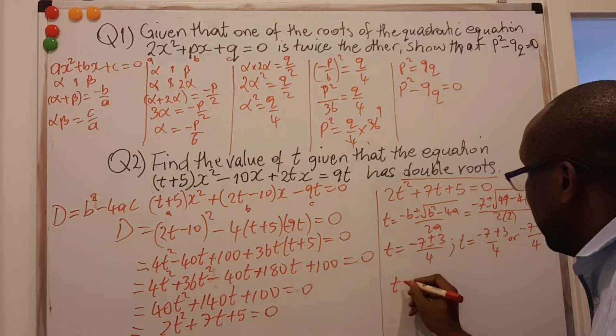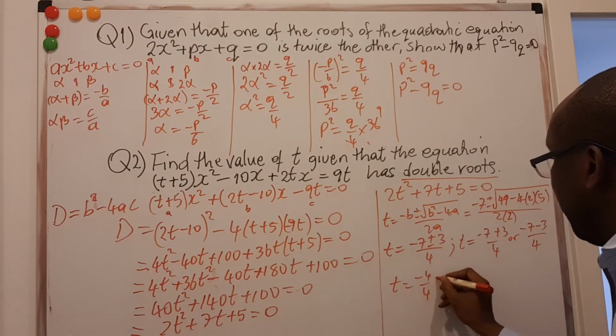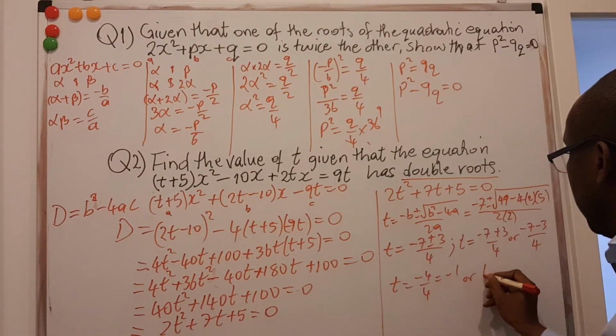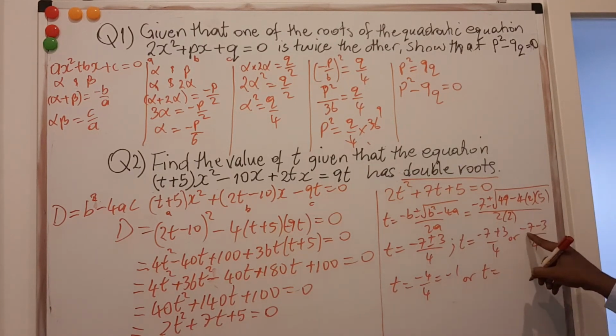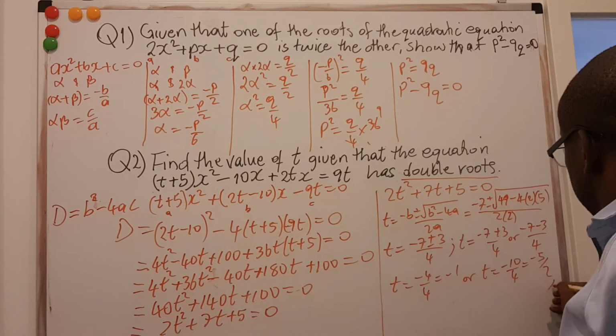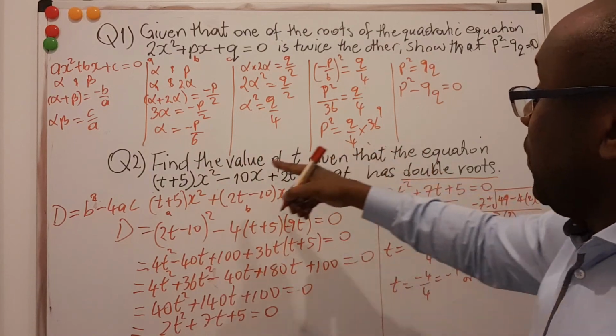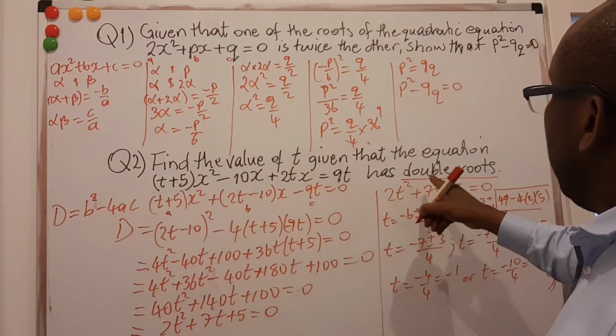If I do that, my t will be equal to minus 7 plus 3 is minus 4 on 4, and that's minus 1. Or t is equal to minus 7 minus 3 is minus 10 on 4, and that's going to give me minus 5 on 2. So those are the two values of t that were required here to be able to get this equation with double roots.